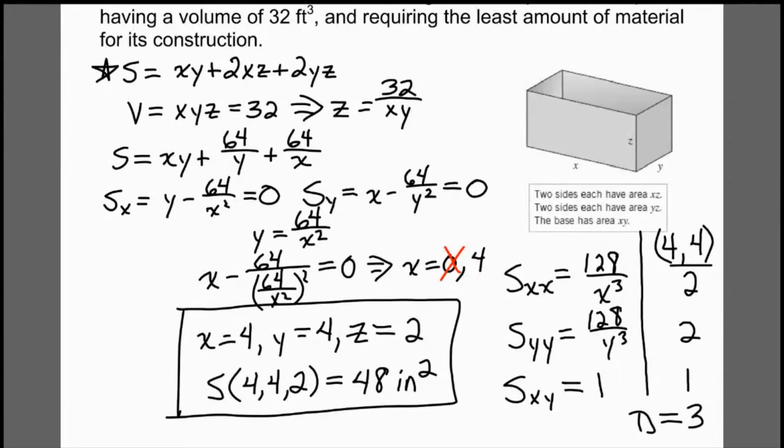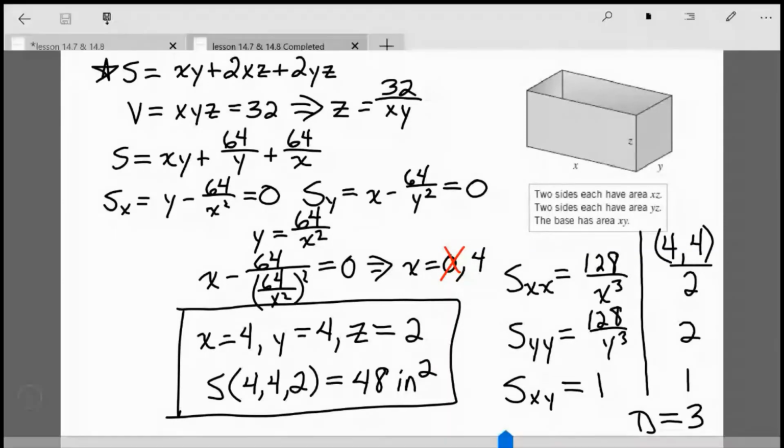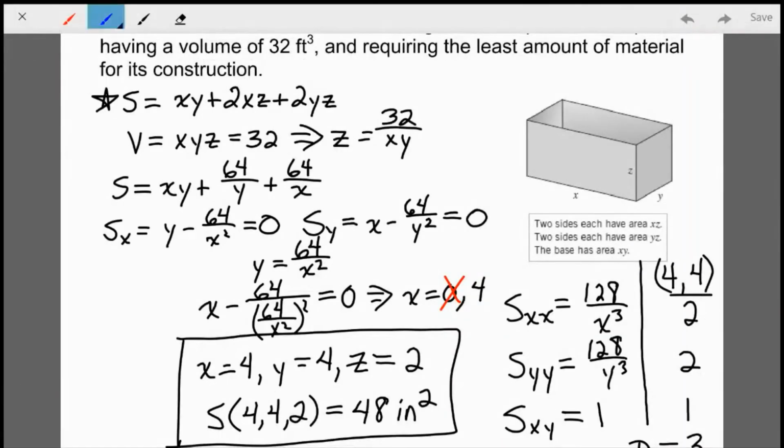So you can see I rewrote my area function, or my surface area function, in terms of those two variables right here. And then I went through and got my x partial and my y partial, and I'm looking for critical points. So I set the x partial equal to 0, I set the y partial equal to 0, and I have a system of equations that I then solved.